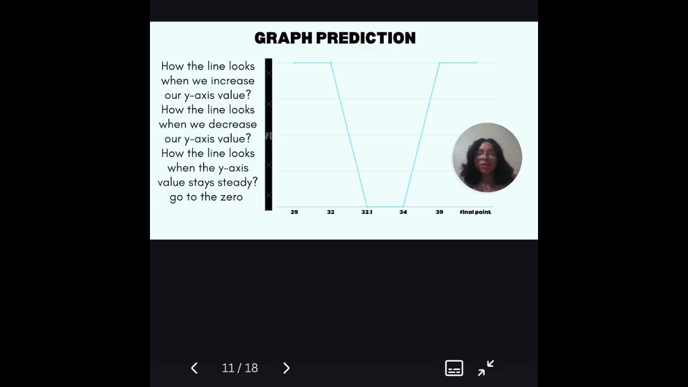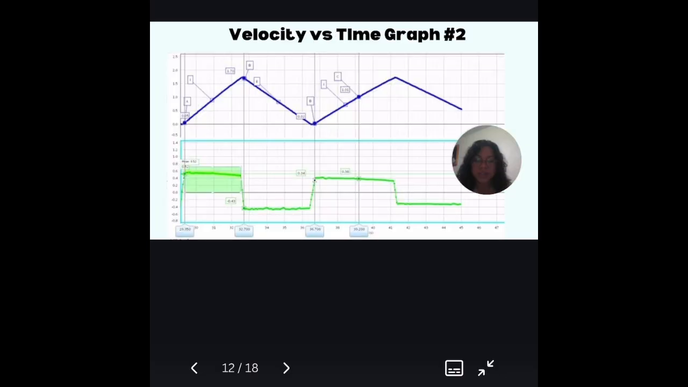We also addressed the questions from our lab, how the line would look if we increase our y-axis. So if we increase our y-axis, that means our slope is.